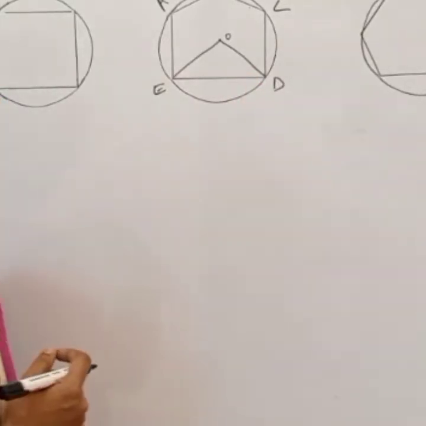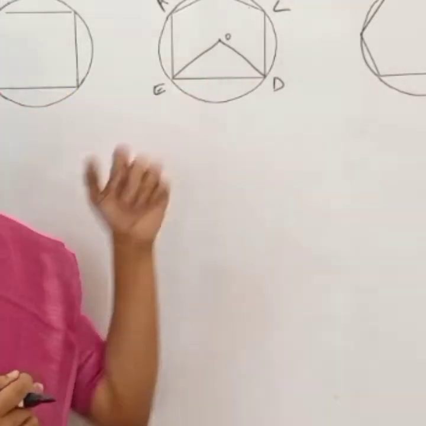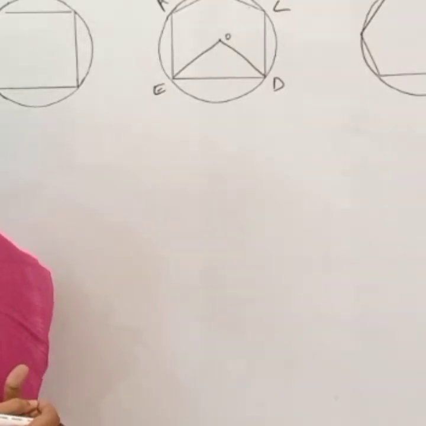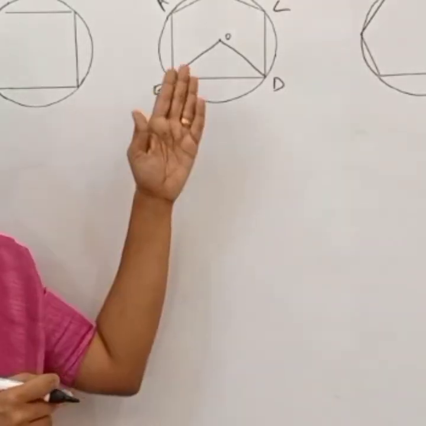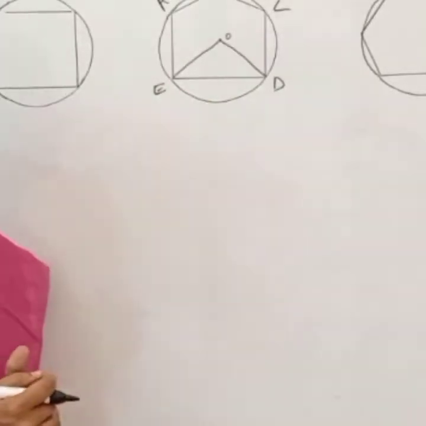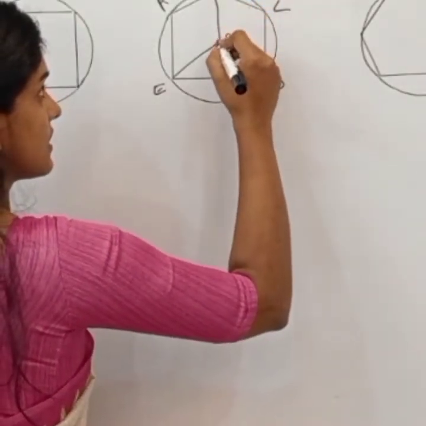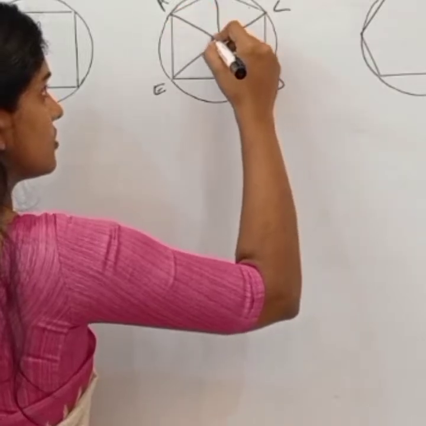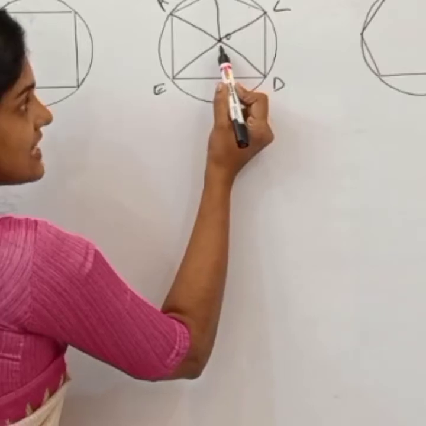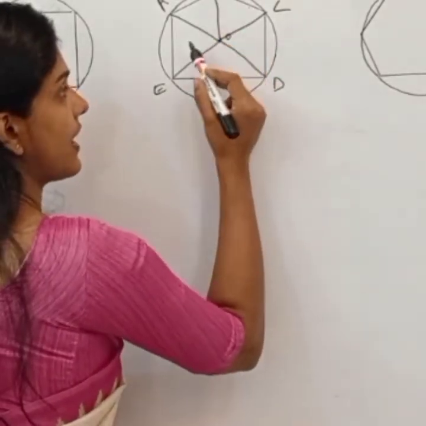Now, into how many triangles can you divide this regular pentagon? Yes, you can divide this pentagon into 5 triangles like this, right? How will we see? Join all the vertices of the pentagon to the center of the circle and you will get 5 triangles like this.